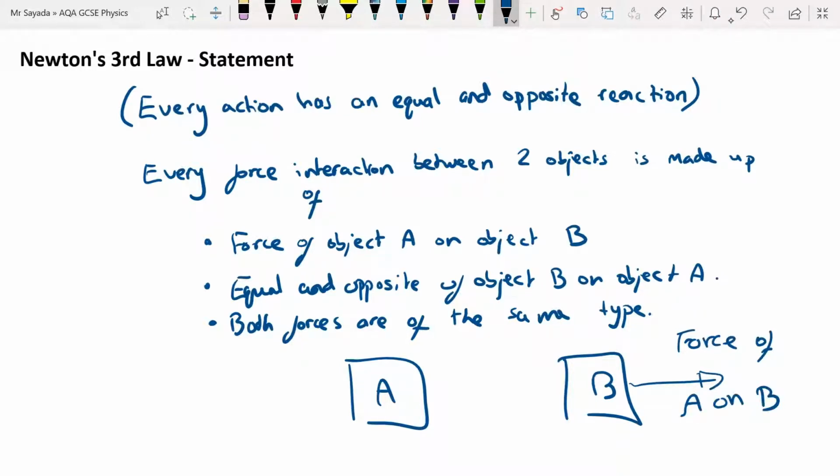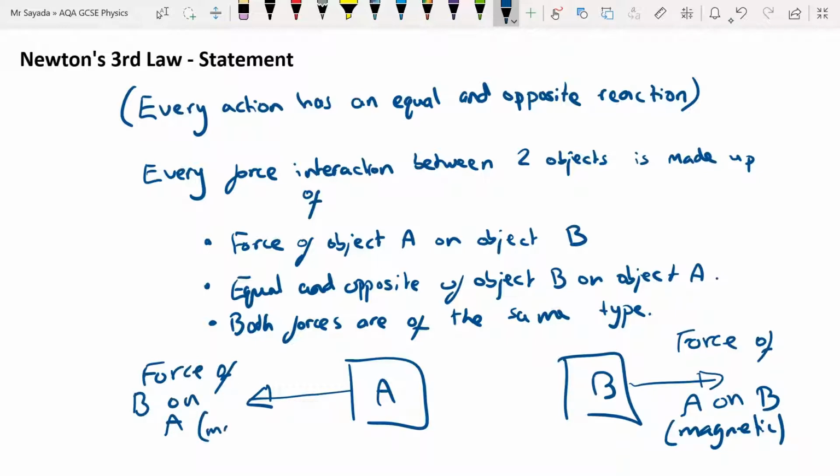And as you can see, it's to the right. It's a magnetic force because these are two magnets. So when A exerts a force to the right on B, B exerts a force of equal size but opposite direction on A. So force of B on A. And it's also a magnetic force.